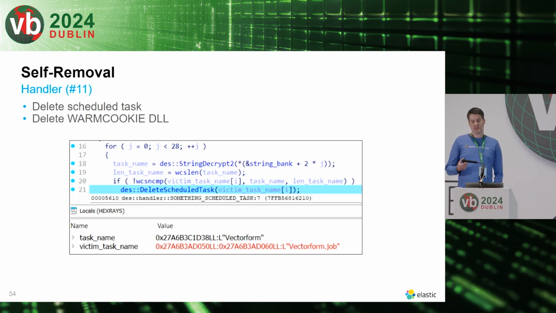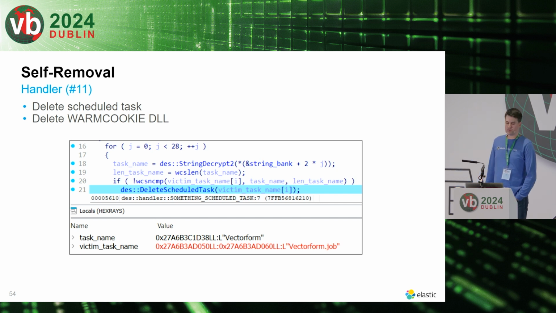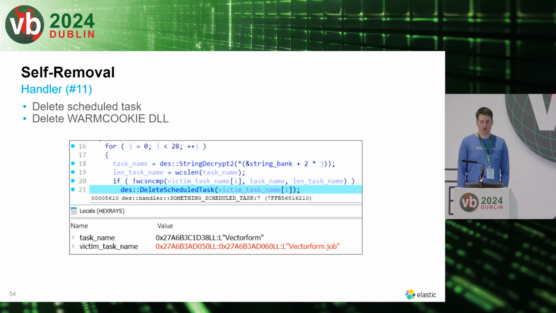And then, yeah, this is the last handler. It's just called self-removable. They delete the scheduled task, and then they delete the WARMCOOKIE DLL from the location. This includes a screenshot. This is how they kind of enumerate the string bank. I thought it was kind of interesting. They do some comparisons, and then they loop over the data, and then they check the job name for the scheduled task. And based on if it matches, then they'll get rid of the scheduled task.